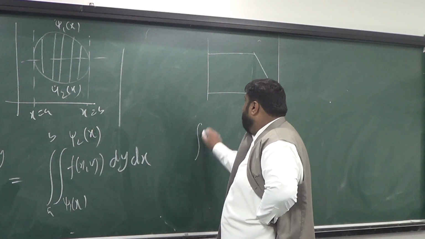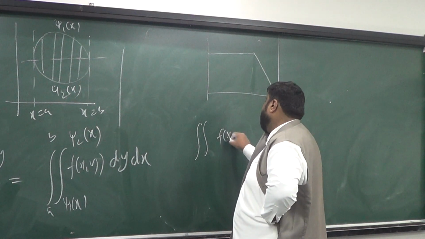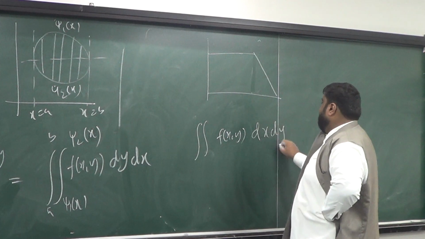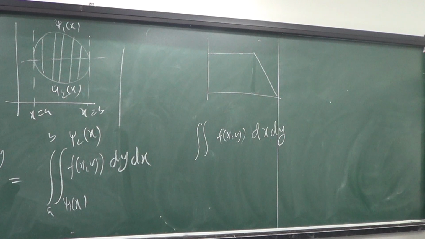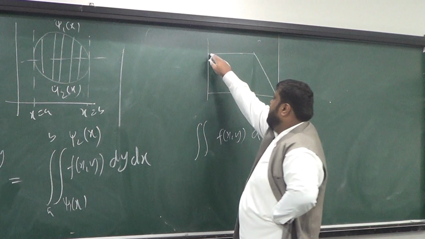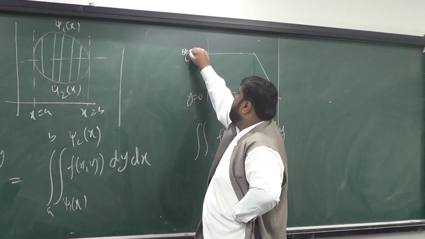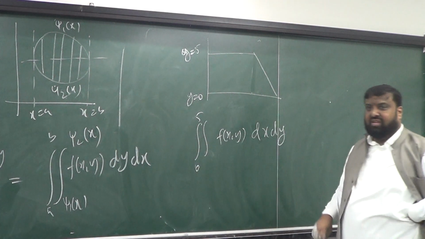For example, if you want to integrate some function f of x, y, and I have dx dy, how can I integrate it? dy is fixed, so y is fixed. Yes, sir. From this to this, y equal to 0 to say y equal to 5, so 0 to 5. But how about x?